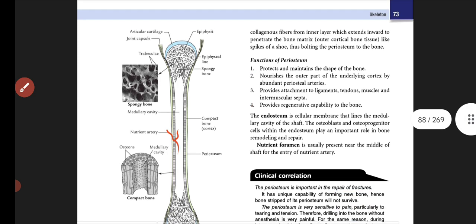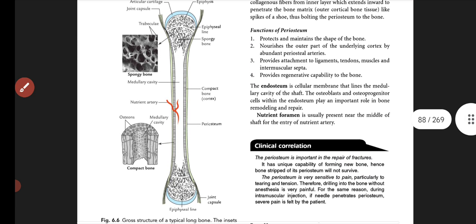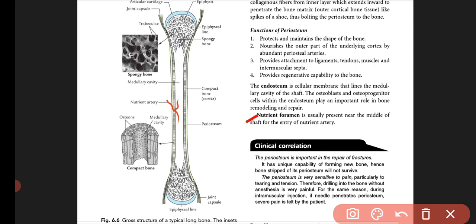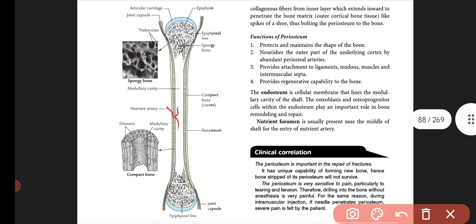Okay, and last, in short, is the nutrient foramen. It is usually present near the middle of the shaft for entry of the artery. There is one foramen. Foramen is a hole in the bone, that is for the nutrition of the bone. The nutrient artery enters from the nutrient foramen. Okay, it is present in the middle of the shaft.